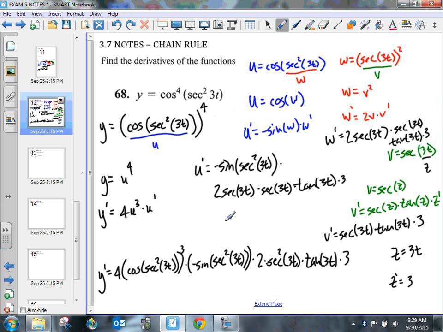But if you rewatch this video and follow these steps and follow this pattern, then the chain rule isn't too bad. But I write this stuff out every time.